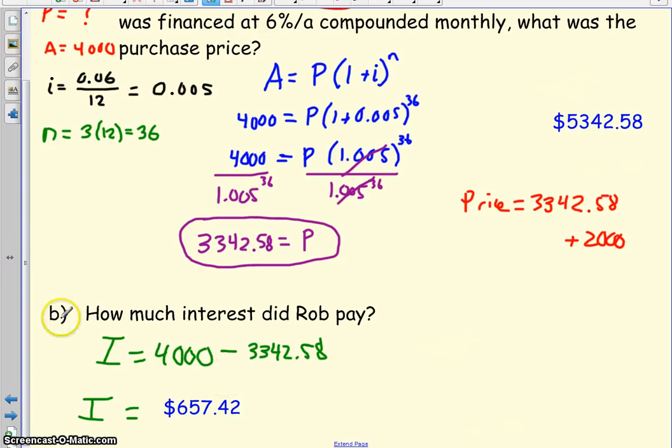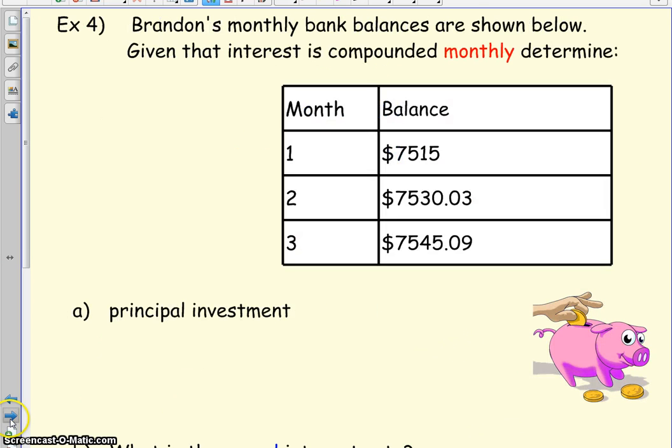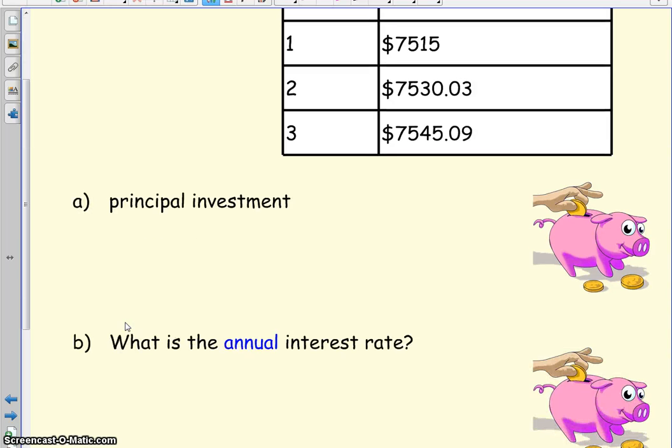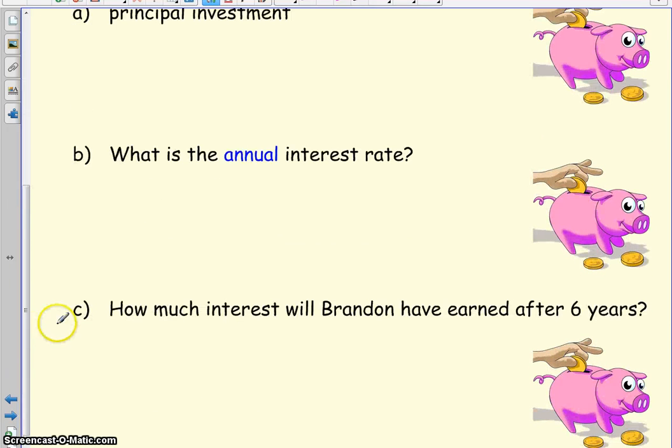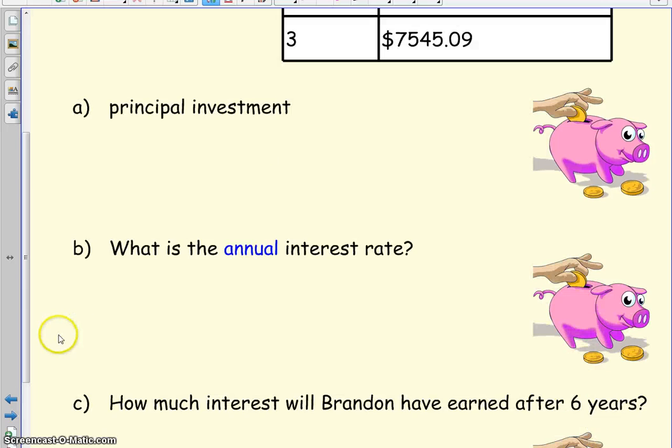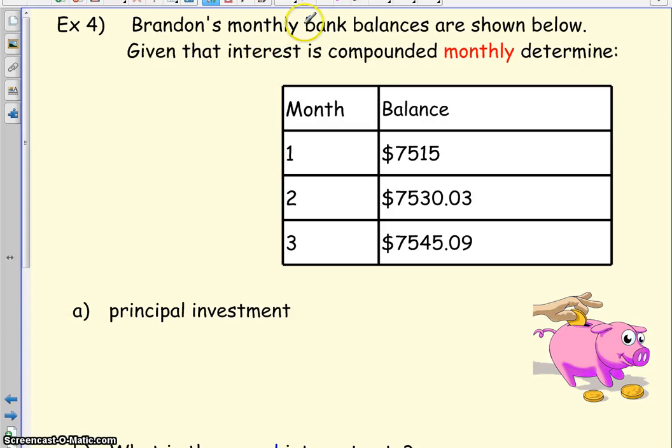Okay, let's take a look at a couple more. So in this situation here, we're giving you a table of values. So his monthly bank balances are shown below. And he's in a bank account where the interest is compounded monthly. We want to figure out a couple things. How much did he originally invest, what was the annual interest rate, and again, how much interest he'll have earned after 6 years. So the one thing we need to point out here is we're not given a principal here. That's what we're trying to find. We're not given too much else here.